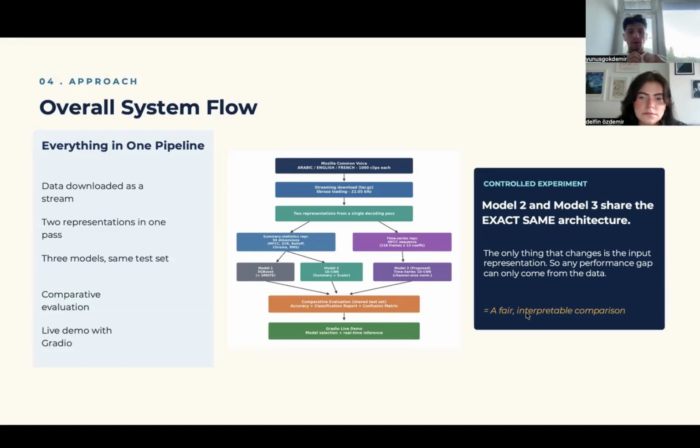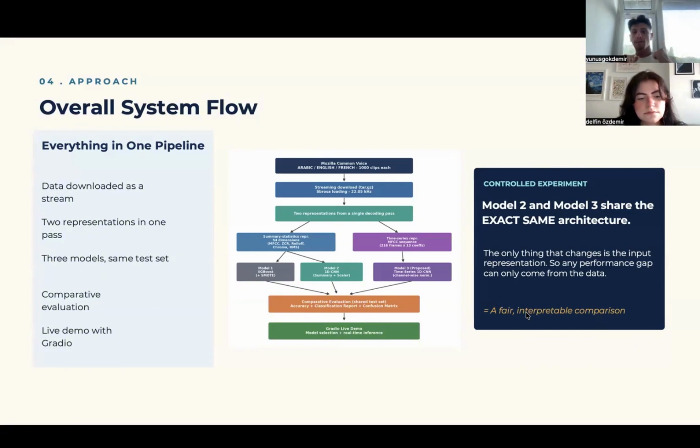But I want to draw your attention to the box on the right, because it is the experimental logic that makes our conclusion valid. Model 2 and 3 have the exact same architecture, the same layers and same training setup. The only thing we change between them is the input representation. This is a controlled experiment in the truest sense. When you hold everything constant except one variable, any difference in the outcomes can be attributed to that one variable.